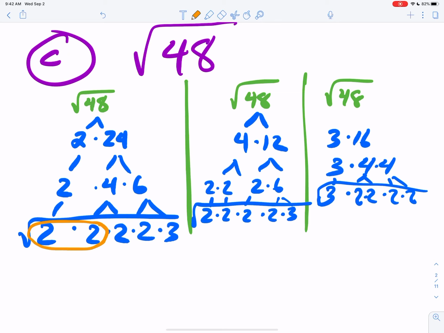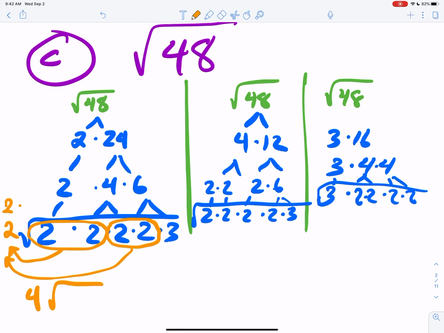I'm going to circle my pairs, okay? Pairs come in 2's, all right? So I actually have 2 different pairs here. So I have a pair of 2's here, and I have another pair of 2's there. So the orange 2 times the other orange 2 is a 4. All that's left on the inside that wasn't circled is that 3, so 4 radical 3, all right? Okay, and then we get the same thing.